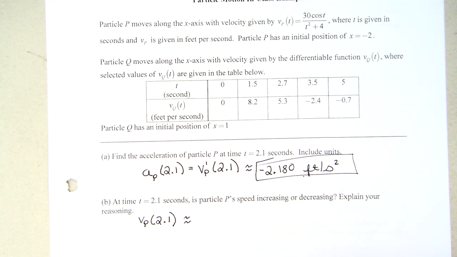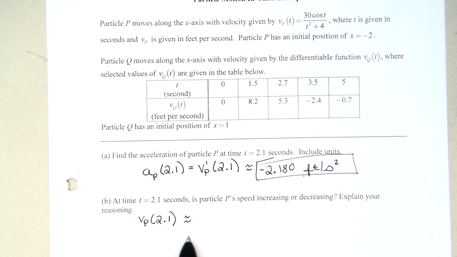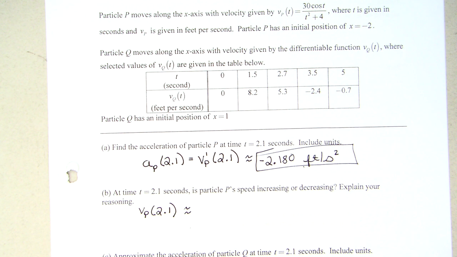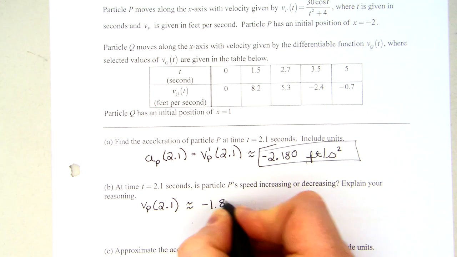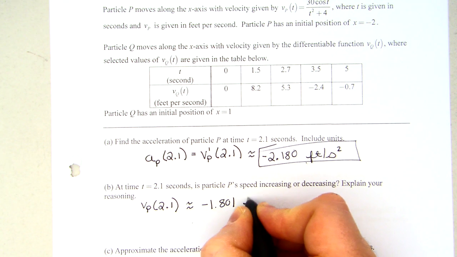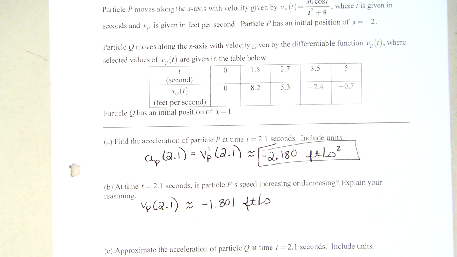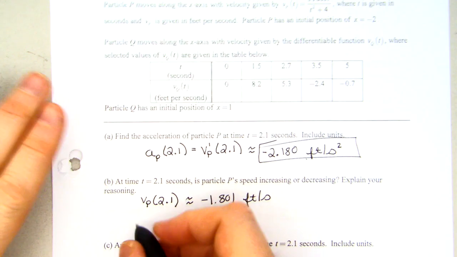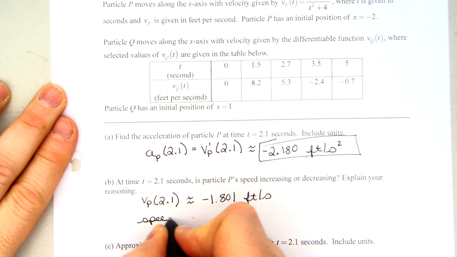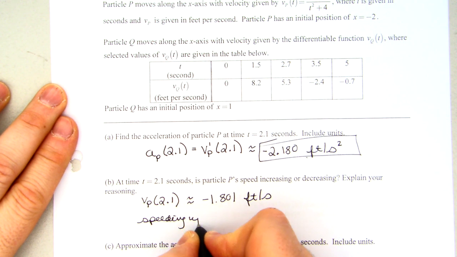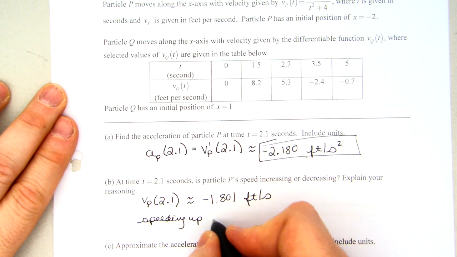And I hope you weren't doing any nDeriv or anything, stuff like that. You were just doing Y1 parentheses. Don't write that. Write V sub P of 2.1, but then just go evaluate. Negative 1.801, I think, for your velocity. That's feet per second. So what? Speeding up or slowing down? Speeding up. Good. We're going to say that we're speeding up, or I guess we could say that our speed is increasing.